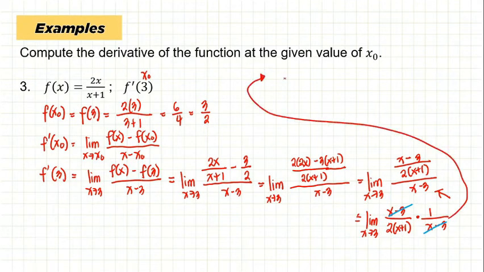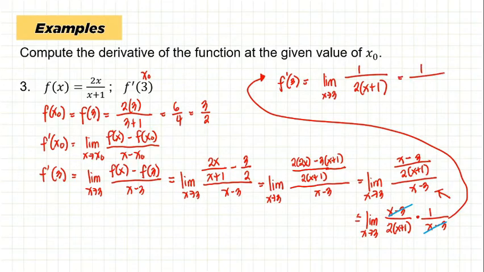That is equal to, so f prime of 3 is equal to the limit of 1 over 2 times the quantity x plus 1, as x approaches 3. So from that, we can do direct substitution. We have 1 over 2 times 3 plus 1, and we will have 1 over 8. So that will be our final answer.